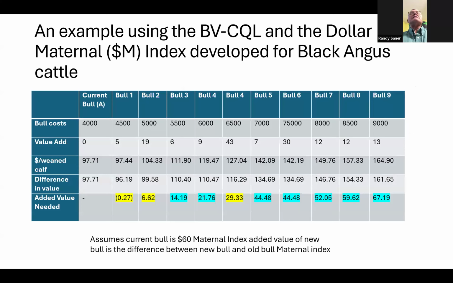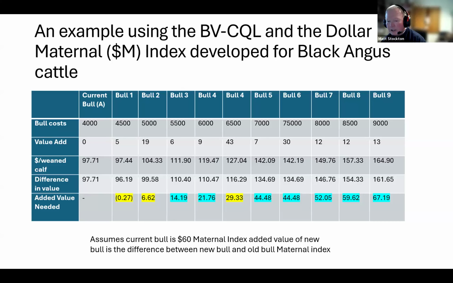So what I did is I put in several bulls at different prices, and you can see bull 6 has a $30 difference from my original bull, which we called 0 because he was at, let's say, 60. Bull 6 is $75,000, and he increased that dollar maternal by 30, which is a big number. And the value added for bull 6 was 44.